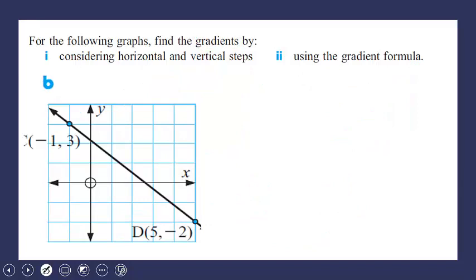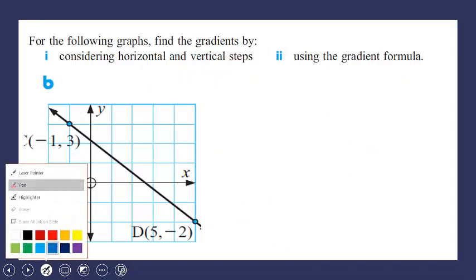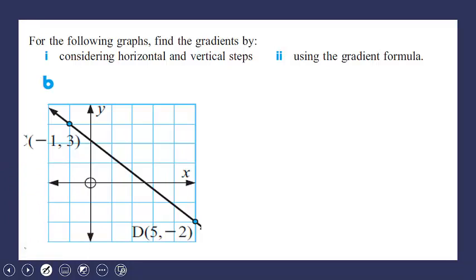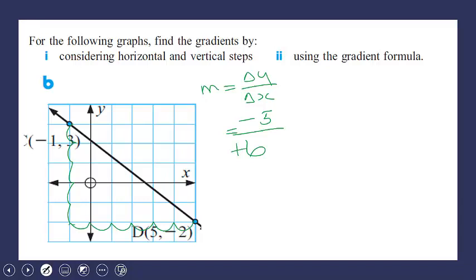Question B, we're doing the same thing. So we're going to do the hopping method. We're going to start from C and end at D. So D's over there. Let's hop. 1, 2, 3, 4, 5. M is changing Y over changing X, which equals 5 down, which is minus, over 1, 2, 3, 4, 5, 6. 6 to the right, which is plus. So M equals minus 5 over 6. I cannot simplify it anymore.